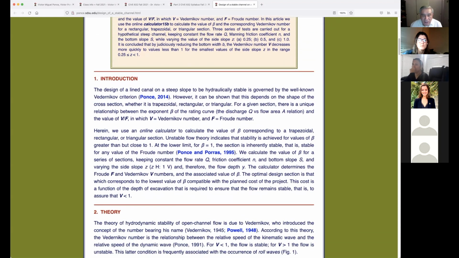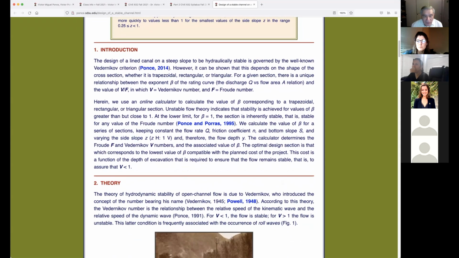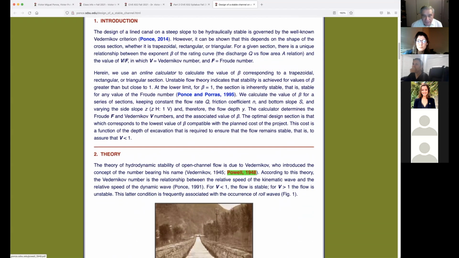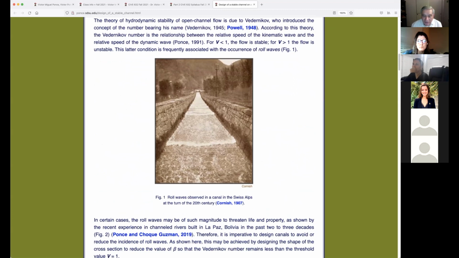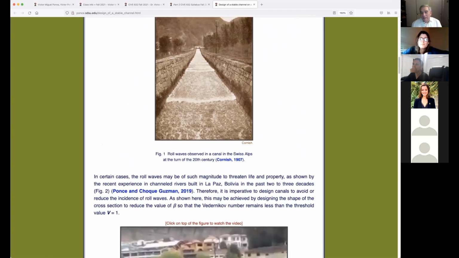So let's take a look in here. This is often repetitious, but it's fine. Repetition is not bad. Design of a line channel to be hydraulically wide is governed by the well-known Vedernikoff criterion. Here we use an online calculator. Theory, right? We go back to the Cornish picture, which I love, by the way. I think it's a great picture. 1907, that's extremely early. We don't have too many references in hydraulic engineering that go prior to 1907. So that is really tremendous.